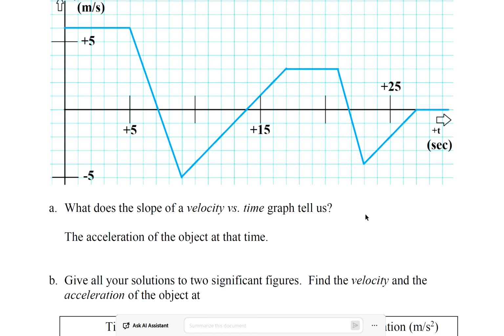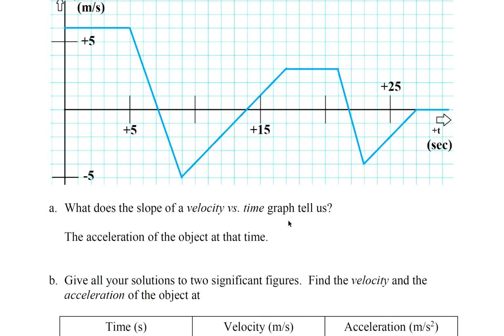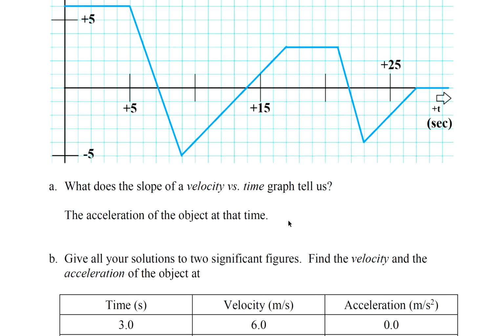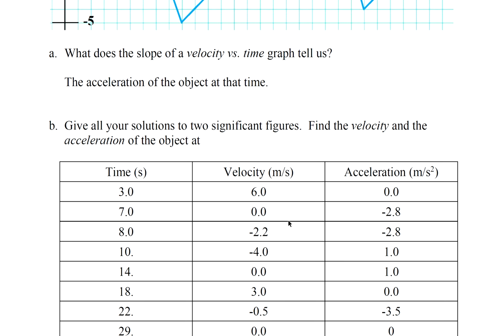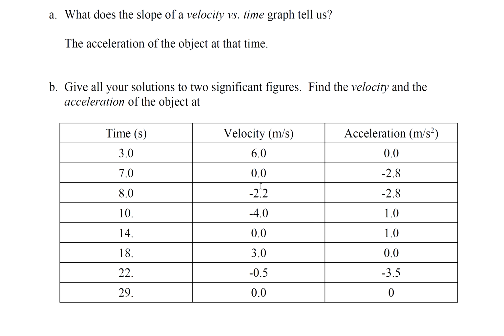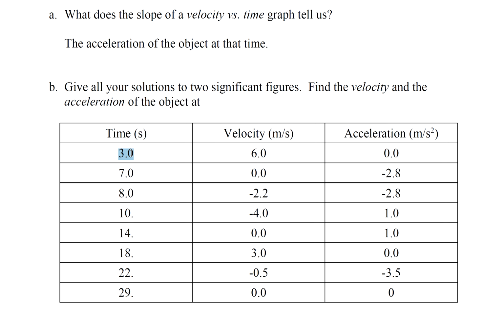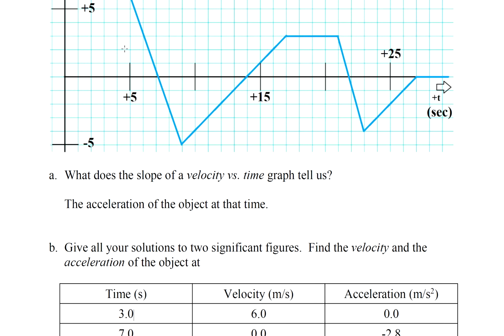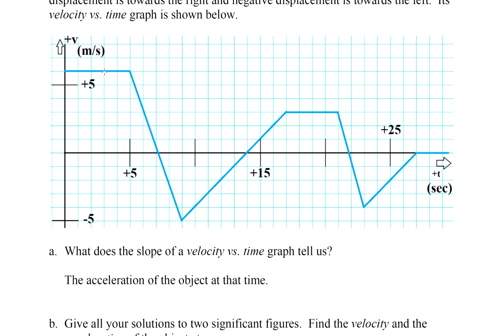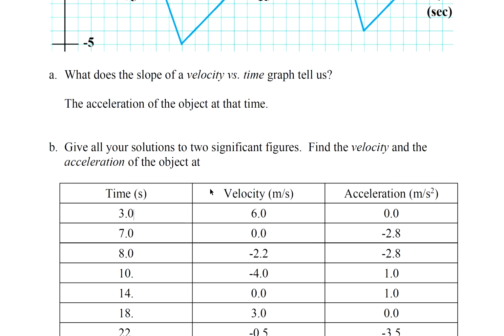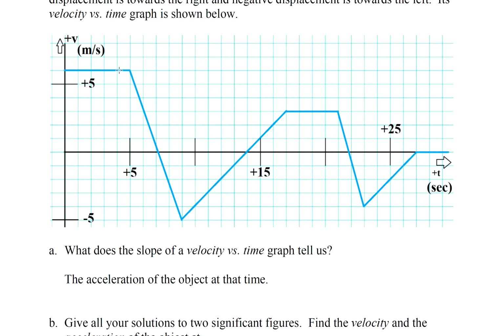So what does the slope of a velocity versus time graph tell us? It tells us the acceleration of the object. So let's determine the velocity and the acceleration during these times. So the velocity at 3 seconds, we could just read it from the graph. So at about 3 seconds, the velocity is 5 meters per second. 6 meters per second.